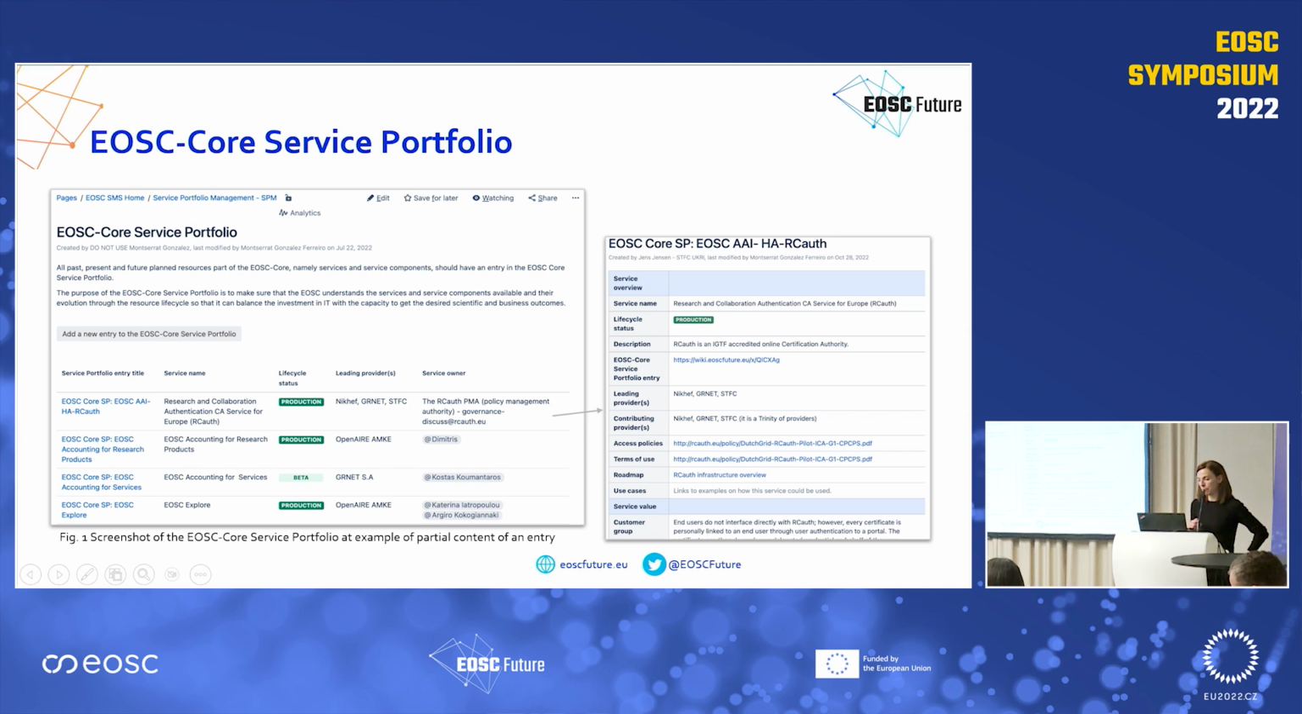So we have many fields of information, like which is the life cycle status of the service that has been registered in the EOSC Core service portfolio, who is the service owner, which is the roadmap linked to the service, what are the access policies, who are the contributing providers to this service, and other areas that, if you cannot click on the link, I'm happy to share if you would like to get in touch.